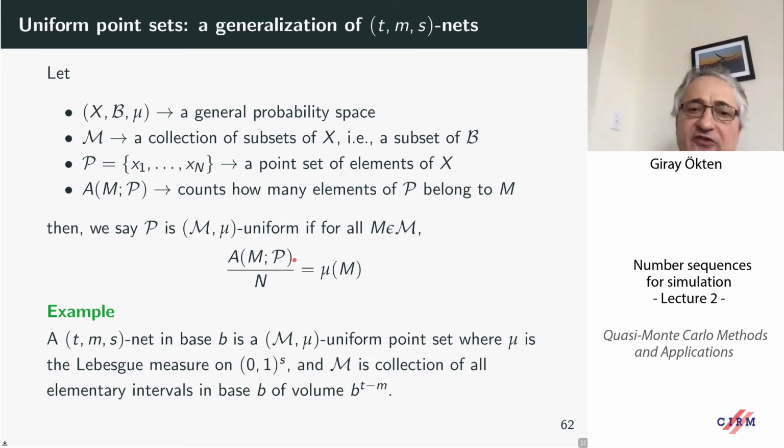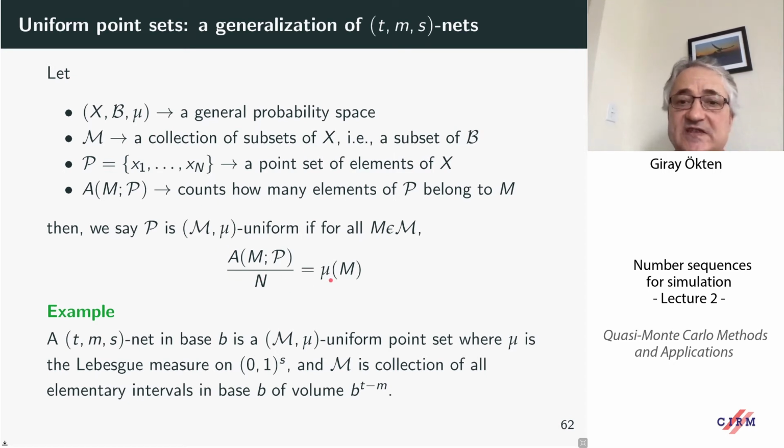The numerator is just the number of points in script P that fall in the set M. And then you divide that by capital M, that's the number of vectors, that's the number of elements in your point set. That average, that relative frequency, is exactly equal to the measure of that space. This notion is the same notion that we talked about earlier when we talked about TMS nets.